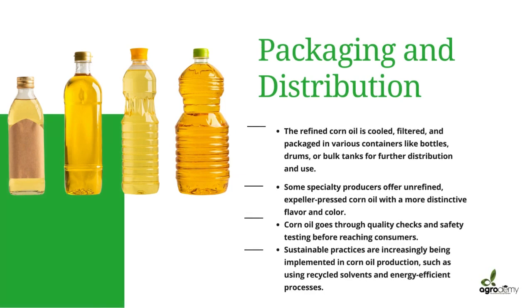Now, after the oils undergo refinement, they are packaged and distributed. The refined corn oil is cooled, filtered, and packaged into various containers like bottles, drums, or bulk tanks for further distribution and use. Some specialty producers offer unrefined expeller pressed corn oil with a more distinctive flavor and color. So the pressed corn oil that is not refined usually has a more distinctive flavor and color.